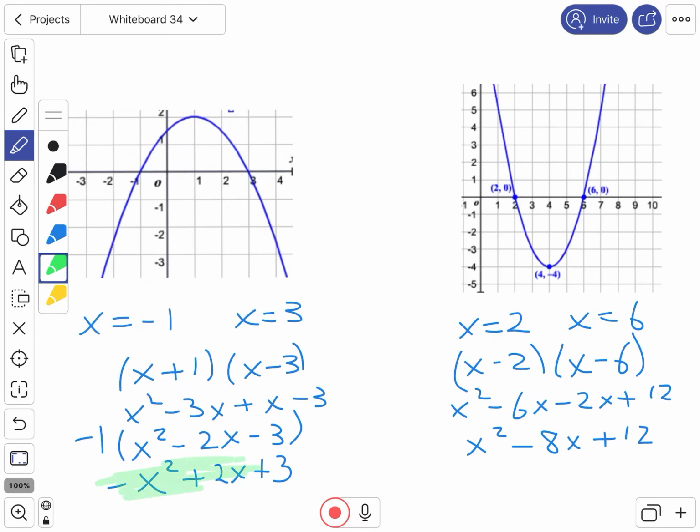This one here for my negative x squared graph, and this one here then is for my positive x squared graph.